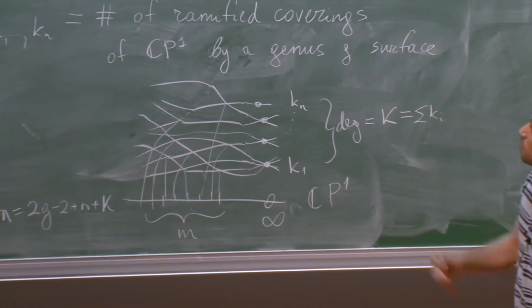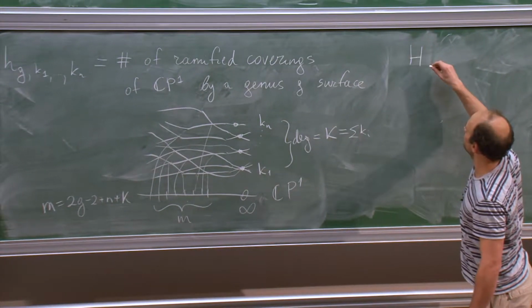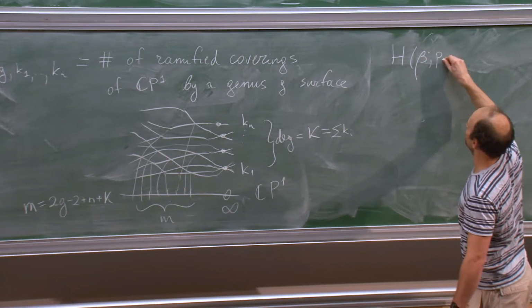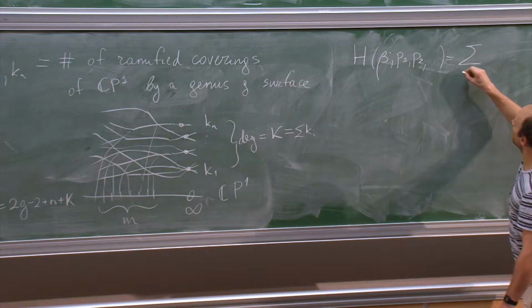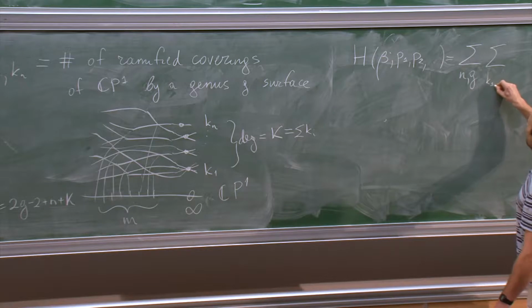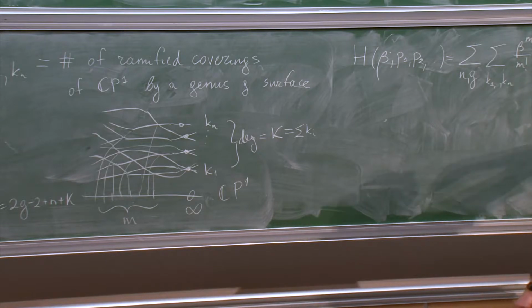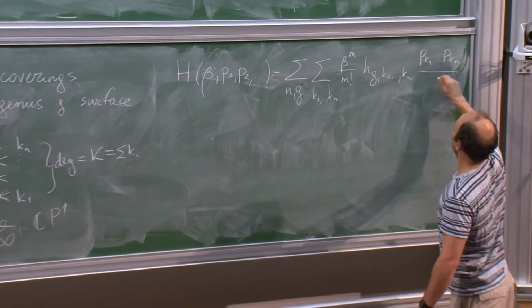Okay, so now how do you compute these Hurwitz numbers, if you want to actually compute them? Let me first of all introduce a generating series. H of beta and then P1, P2 and so on is going to be the sum over n and g, and the sum over k1, ..., kn, of beta to the m divided by m factorial, times H_g(k1, ..., kn), times p_k1 and so on, p_kn, divided by n factorial.